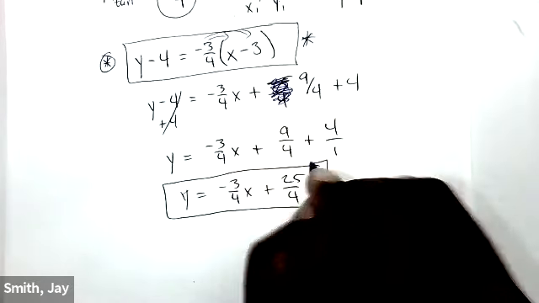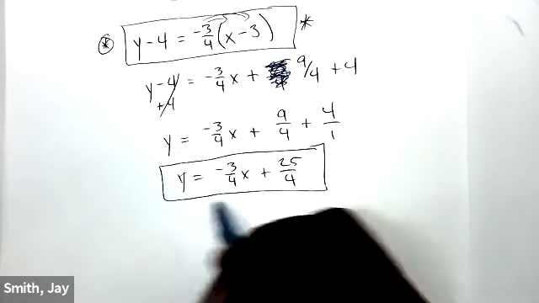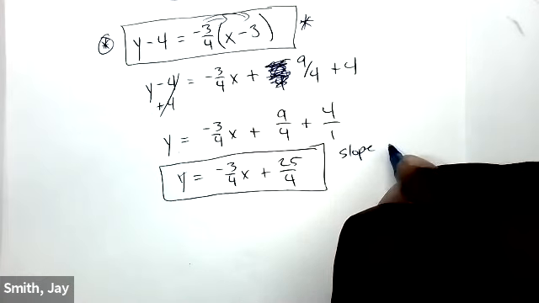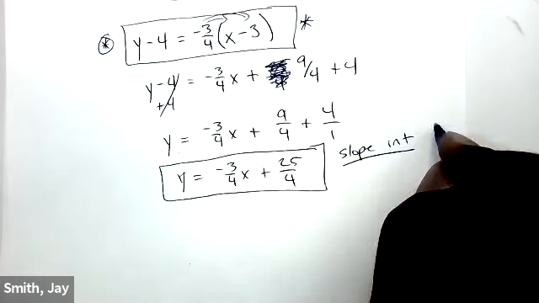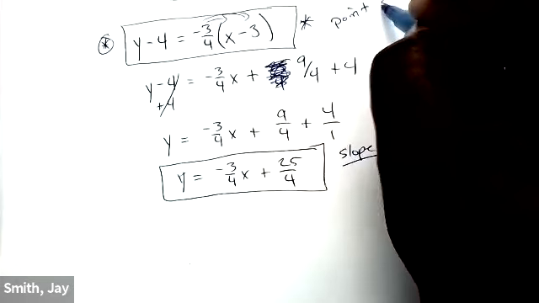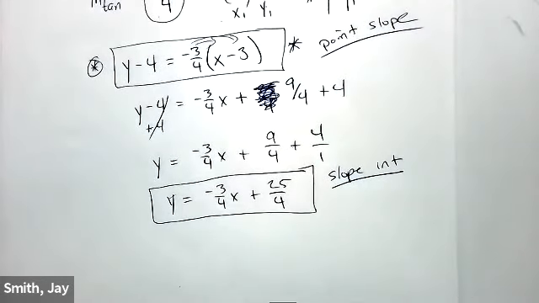Now this is technically the answer, or excuse me, the slope. Excuse me one more time. This is actually the equation of the tangent line in slope-intercept form. This is point slope. Either one of these two will get you full credit.